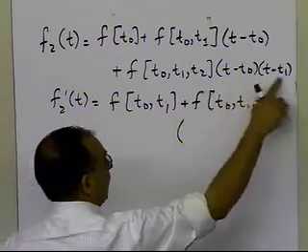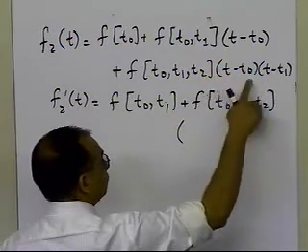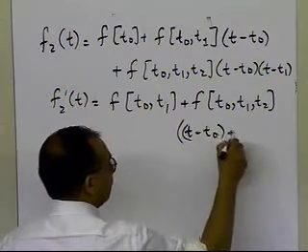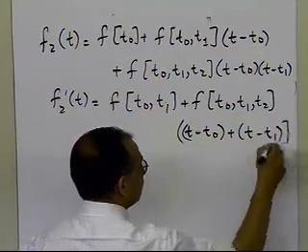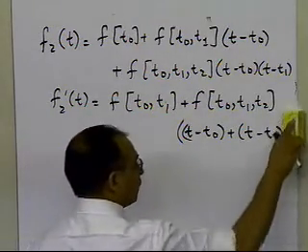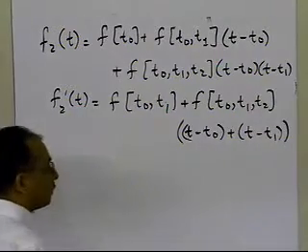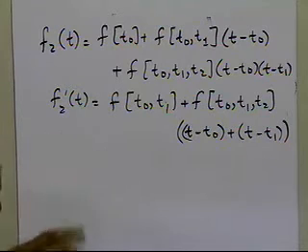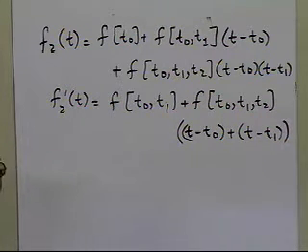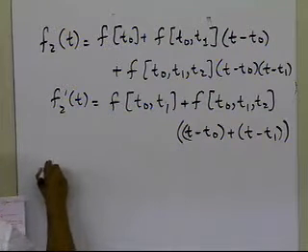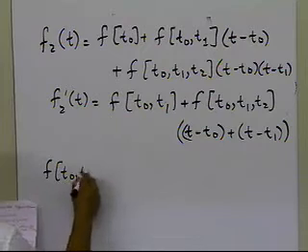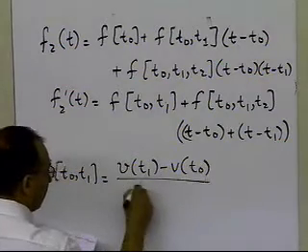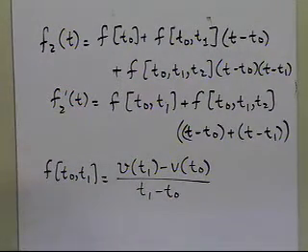Rather than expand this, I'm going to use the derivative of a product, and I'll get (t minus t0) from one and (t minus t1) from the other. This means you don't have to do any symbolic manipulation to calculate the derivative of the function. So let's see what we need. The divided difference f[t0, t1] is the value at t1 minus the value at t0, divided by t1 minus t0. That's how it is defined.